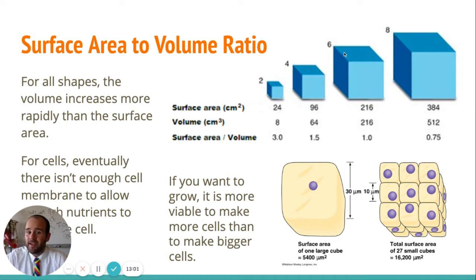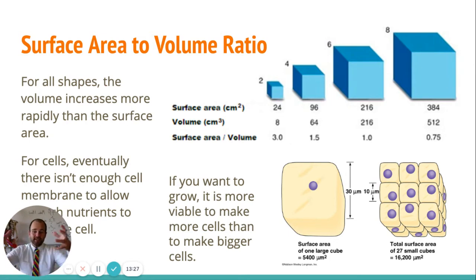If we go up again to 6, 6 times 6 times 6 is going to give us 216. Now we're exactly the same. So you can see, again, if we go up to 8, now our volume is bigger than our surface area. So you can see, as you grow in size, volume is going to go a lot bigger than surface area.